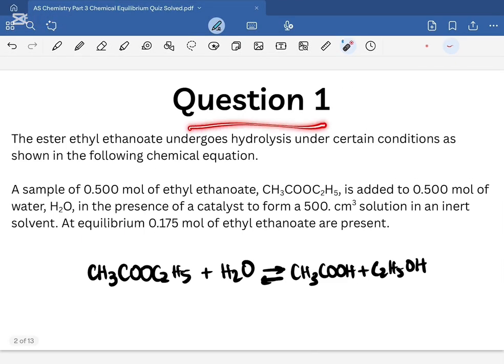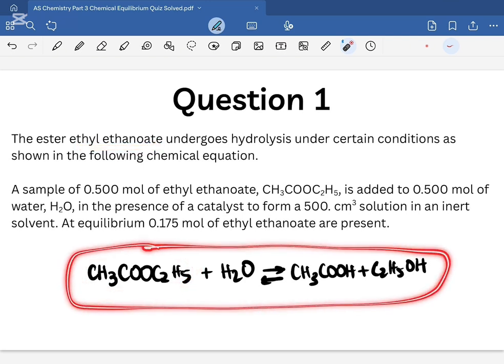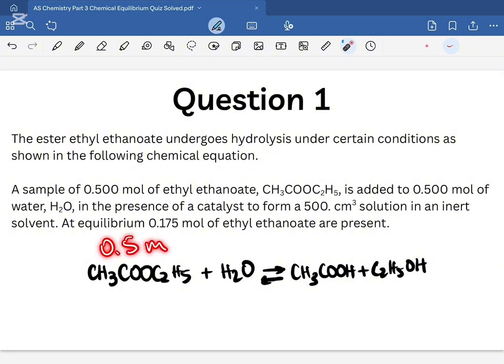Question 1. The ester ethyl ethanoate undergoes hydrolysis under certain conditions as shown in the following chemical equation. A sample of 0.5 moles of the ethyl ethanoate is added to 0.5 moles of water in the presence of a catalyst to form a 500 cm³ solution in an inert solvent. At equilibrium, we are going to have 0.175 moles of ethyl ethanoate.